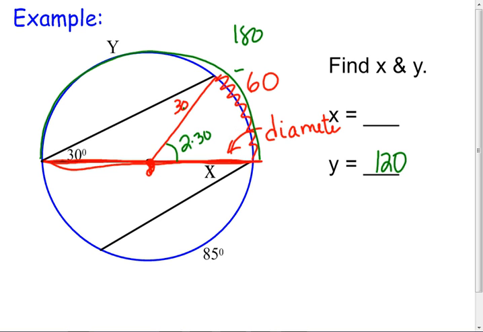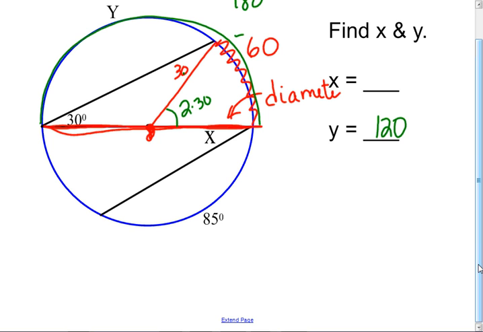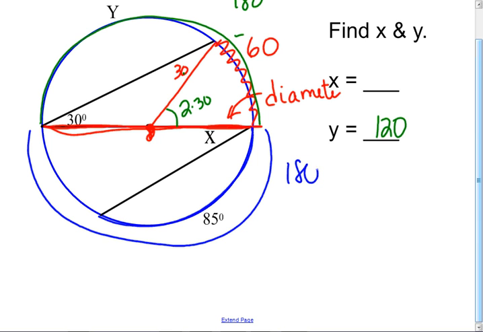The other one is similar. We're going to find out if they're parallel. Remember, we can't really assume. If this is 85 from here to here, how big is the whole thing? No, it's a semicircle. So it's 180 minus 85, which gives you 95, right? Did I do that right?